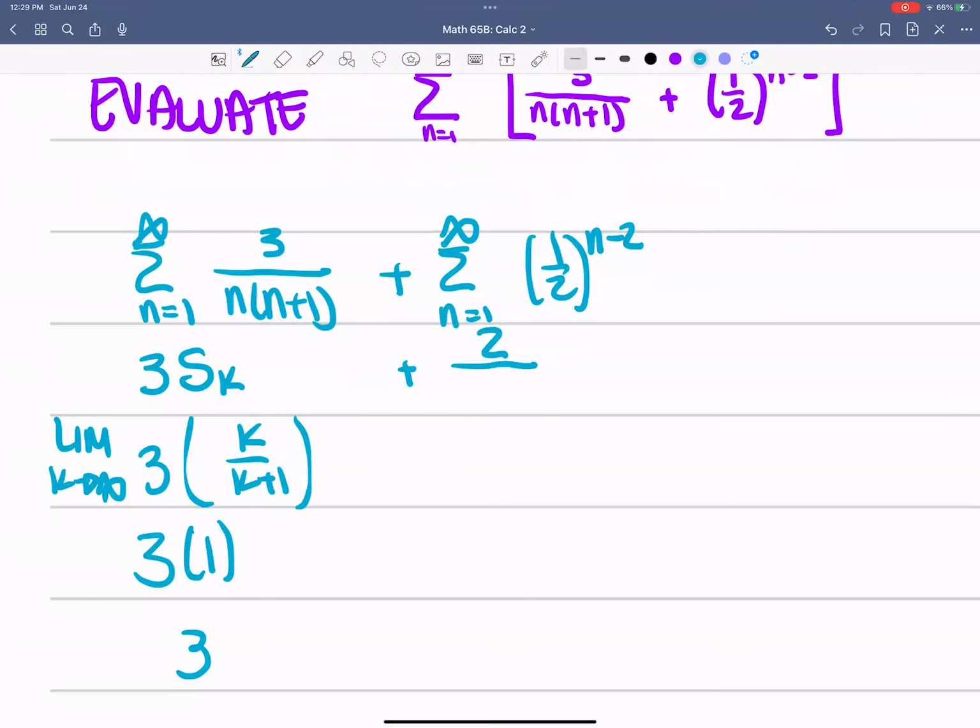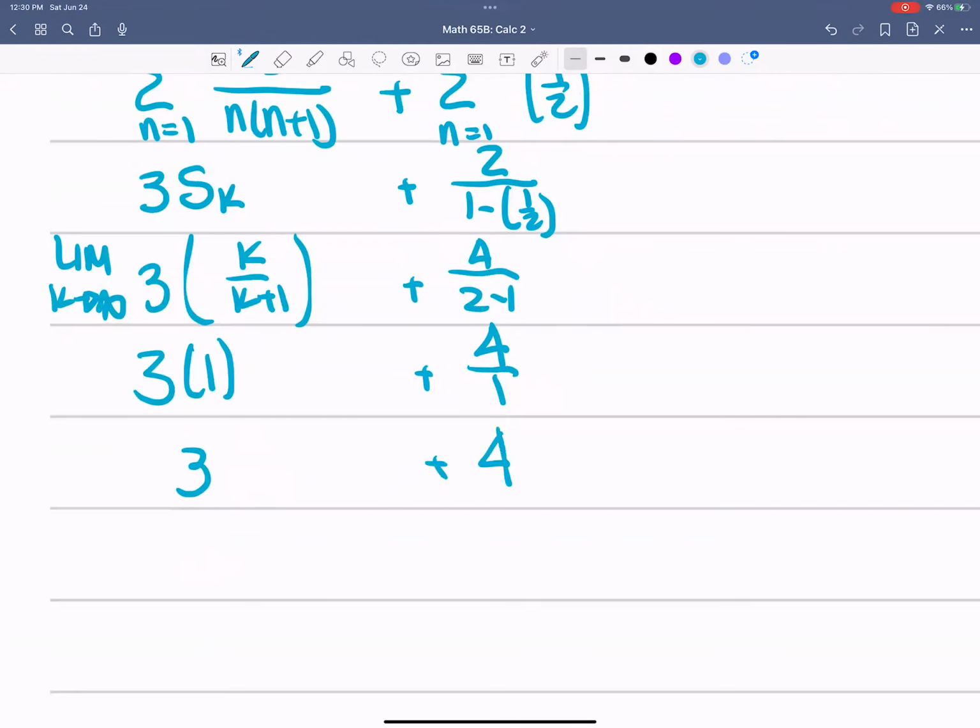So we have 2 over 1 minus 1/2. And we can multiply both top and bottom by 2. We end up with 4 over 2 minus 1, and 4 over 1 ends up just being 4 there.